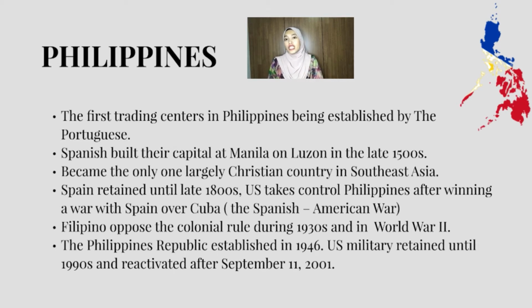Then the United States took control of the Philippines after winning a war with Spain over Cuba, which is the Spanish-American War. Filipino opposition to colonial rule continued during 1900 and under occupation in World War II. The Philippine Republic was established in 1946. The US retained its military until 1919, but then reactivated some of the bases after the attacks on 11 September 2001.